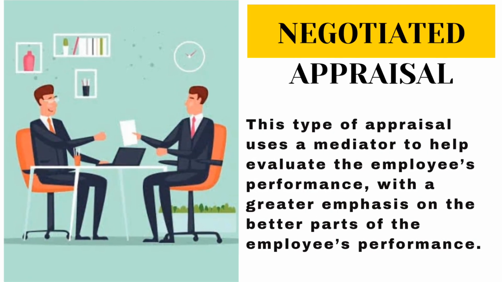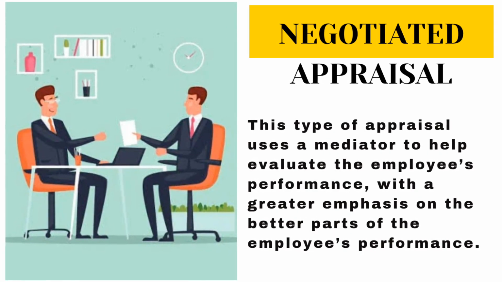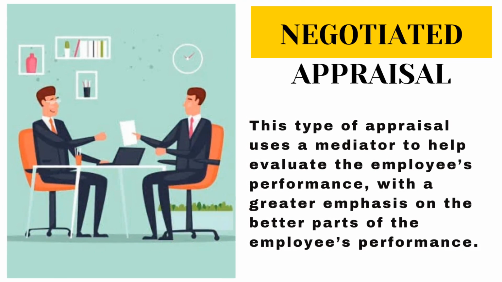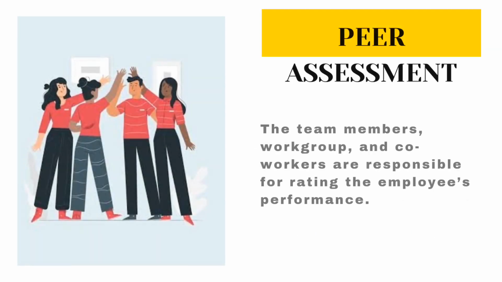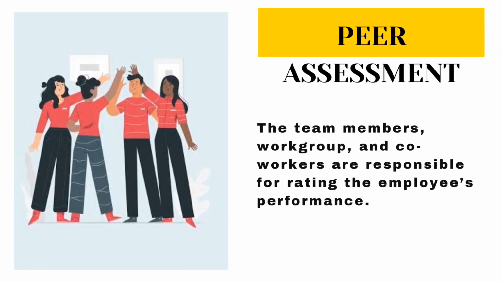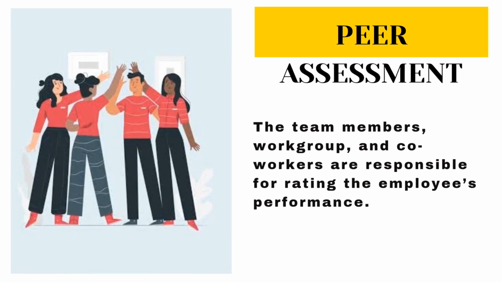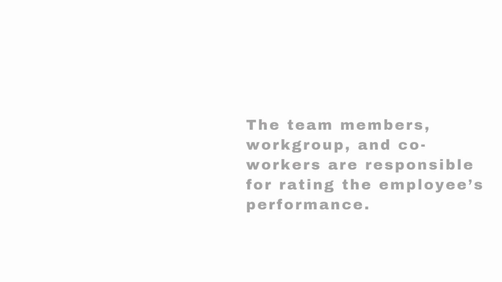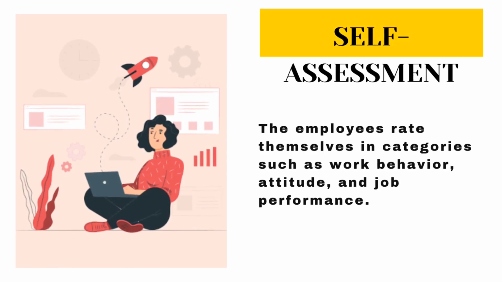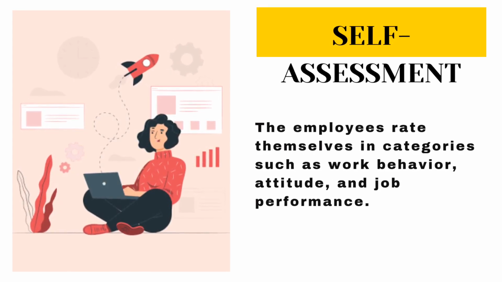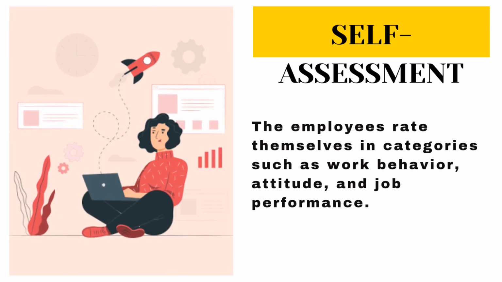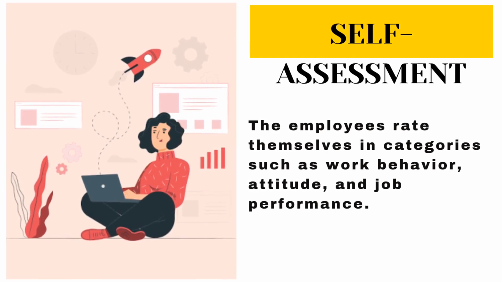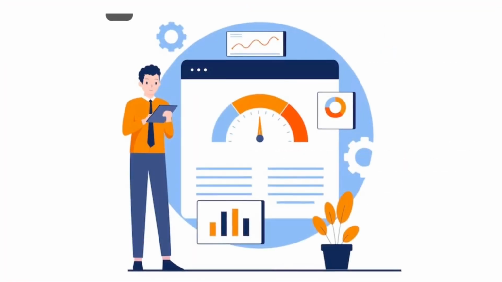This type of appraisal uses a mediator to help evaluate the employee's performance with a greater emphasis on the better parts of the employee's performance. Third is peer assessment. Here, the team members, work group, and co-workers are responsible for rating the employee's performance. And fourth is self-assessment. The employees rate themselves in categories such as work behavior, attitude, and job performance.